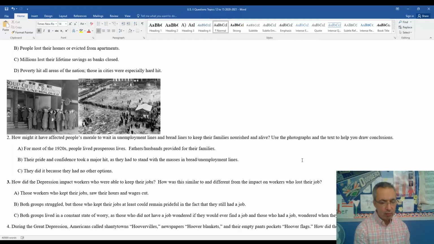Both groups struggled, but those who kept their jobs at least could remain prideful in the fact that they still had a job. However, whether or not you had a job, you were living in a constant state of concern or worry. Those who did not have a job wondered if they would ever find another job, and those who had a job figured, when would they be next to lose their job? And that was pretty typical of many Americans during this period of time.